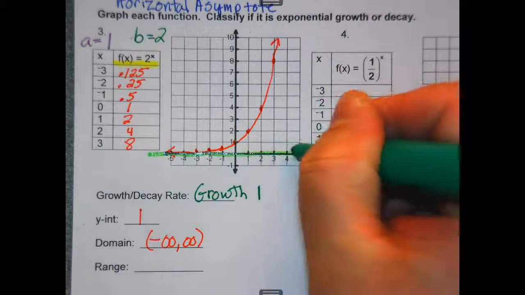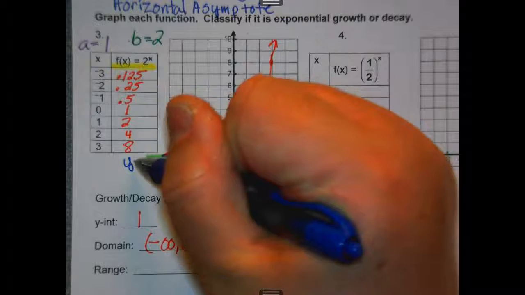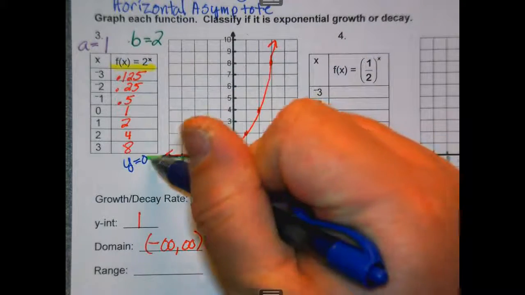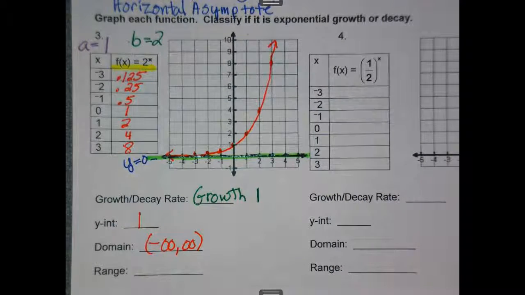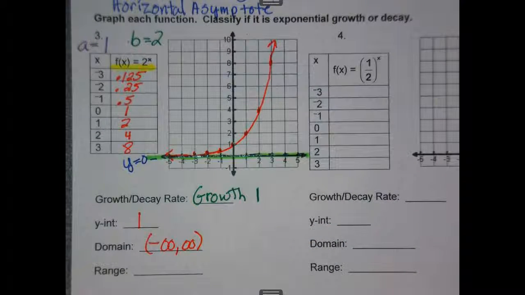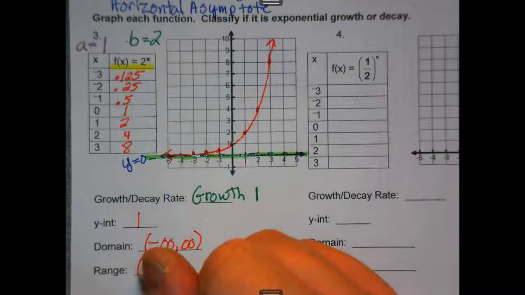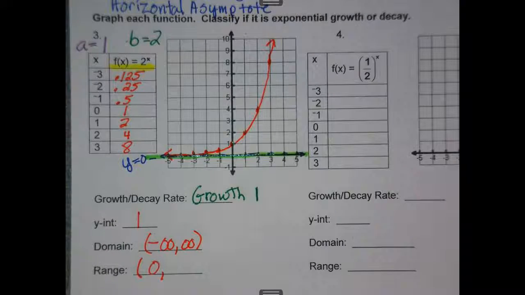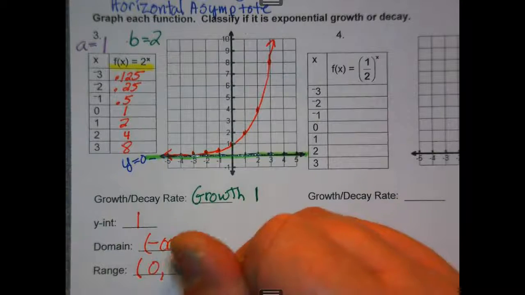Remember, this is my y equals 0 axis. That's going to be 0. Okay, this is my asymptote. So it's going to start at 0, but remember, it never crosses it or touches it. So I'm going to put a parenthesis there. And where's it going to go? My y value goes to infinity.